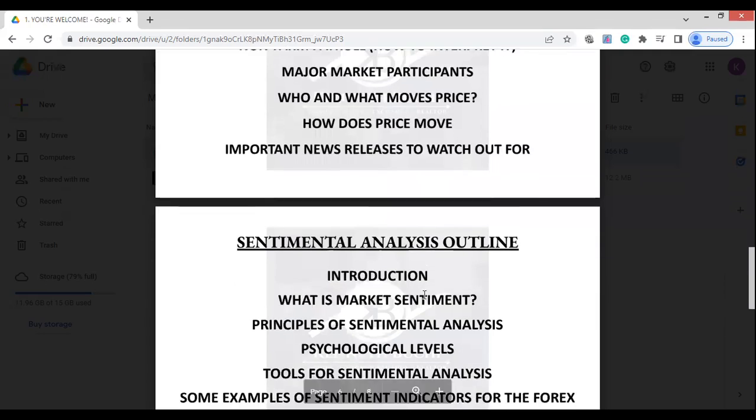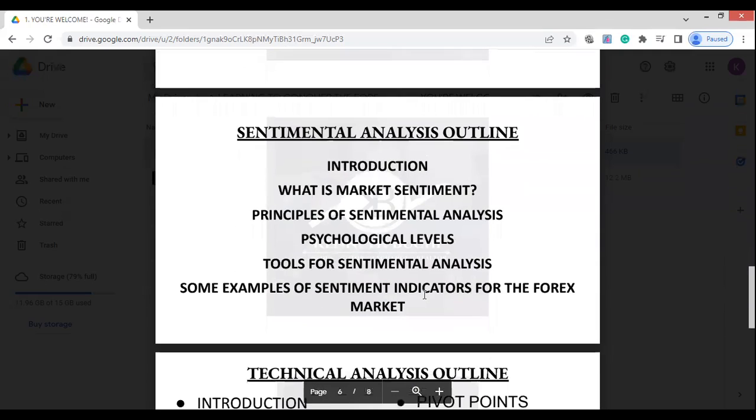Now, for the sentimental analysis outline, we have the introduction. Then you also get to learn what market sentiment is, principles of sentimental analysis, psychological levels, tools for sentimental analysis, and finally some examples of sentiment indicators for the Forex market.